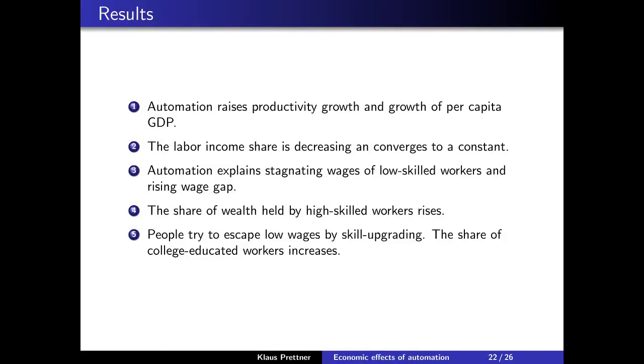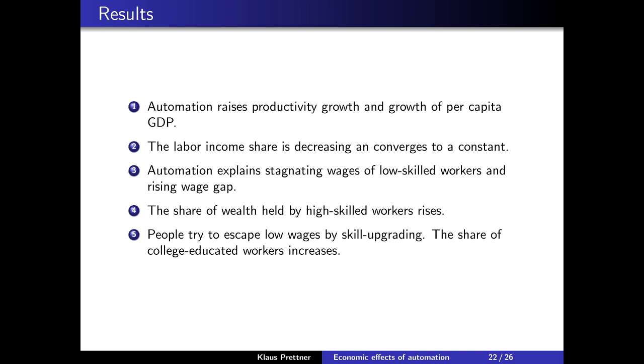The first one is that automation raises productivity growth and growth of per capita GDP and incomes. That's not so surprising. That mainly replicates the findings of Romer and Jones with the interpretation that we have for the new technologies as automation. But then we have the results 2 and 3 that relate to wage inequality and the decrease in the labor income share that cannot be shown in the standard Romer-Jones type of endogenous and semi-endogenous growth models.